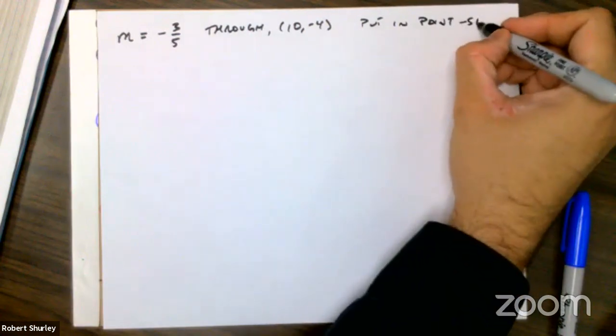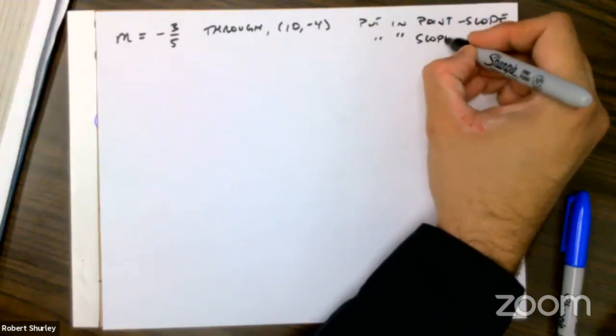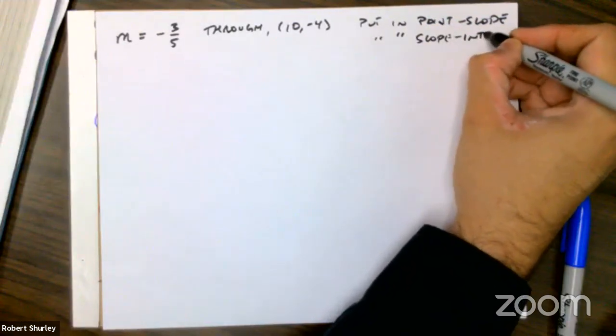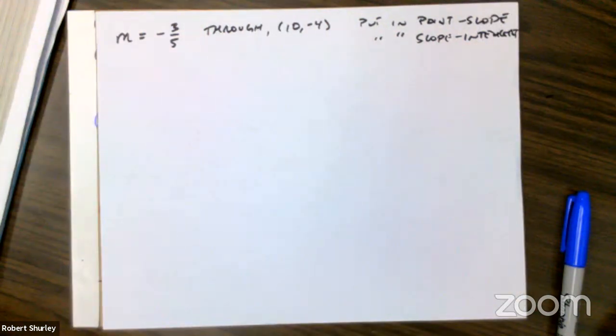So first, the question states put in point slope form, and then put in slope intercept. So what we've been doing the last 2 examples. Okay, put in point slope form and then put in slope intercept form. Try that.